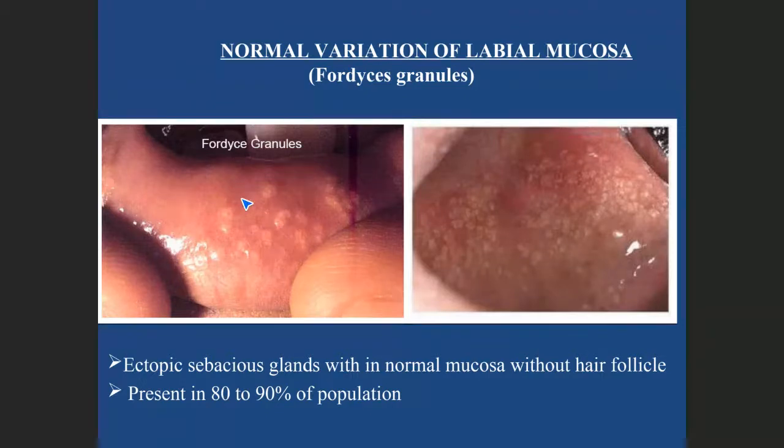Now these are the normal variation which we see in the labial mucosa, and they are also seen in the buccal mucosa. Okay, this is Fordyce granule. These are yellowish pinpoint areas. These are nothing but the ectopic collection of the sebaceous gland. So it is a normal variation of the mucosa, and it is seen in 80 to 90% of the population.